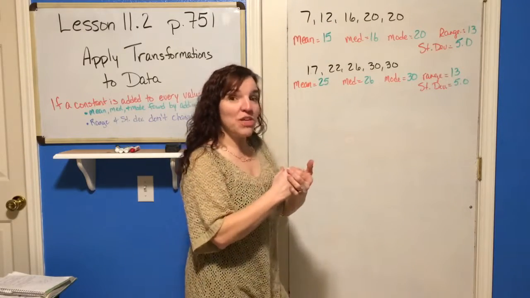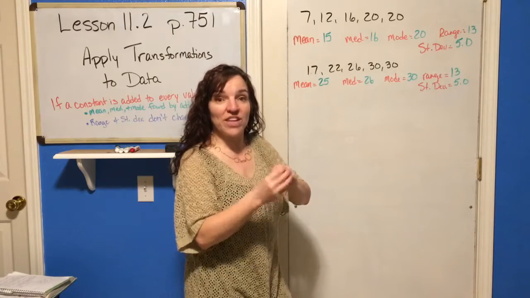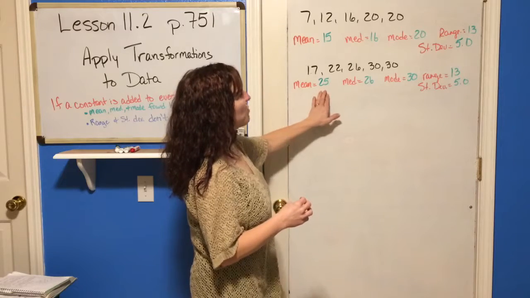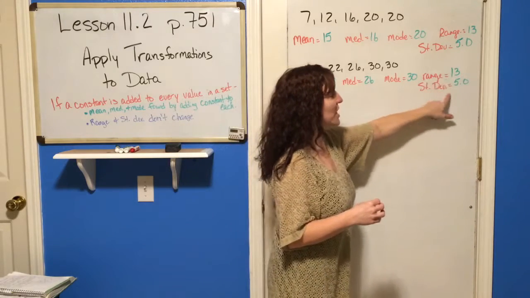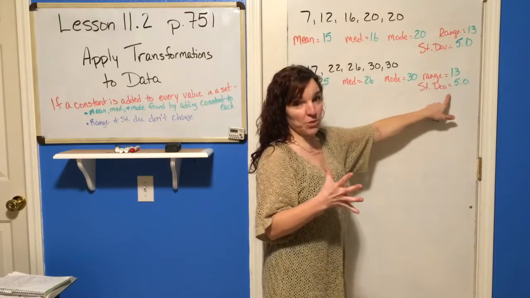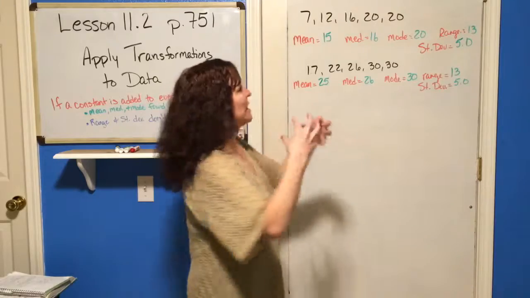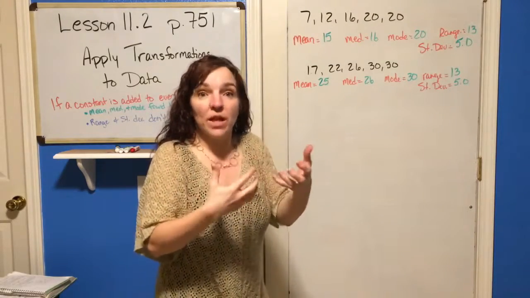Now, if I do that and then do the mean, median, mode, range, and standard deviation again using these new numbers, my new mean is 25, the median is 26, the mode is 30, the range is 13, and the standard deviation is 5.0. Now, the reason I didn't have you do that, I just want you to see the point of this is to look at the comparison.